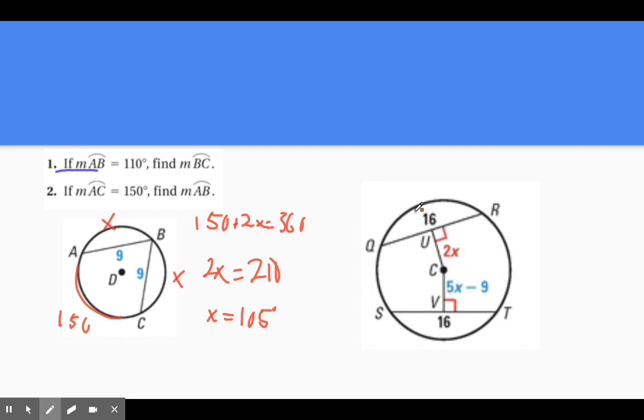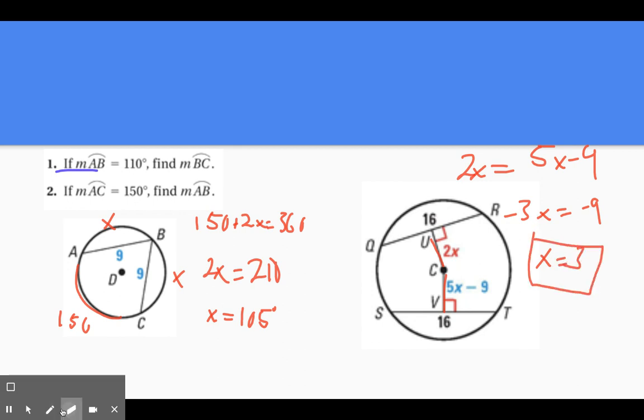Okay. If two chords are congruent, that means the distance from the center is congruent. So that means these are congruent and we just set it up: 2x is equal to 5x minus 9. Depending on which one you move, I usually say to get rid of the smaller number, but that actually might create more steps this time. So I'm going to subtract 5x. 2x minus 5x gives us negative 3x, which is equal to negative 9. Divide by negative 3, and x is equal to positive 3 there.